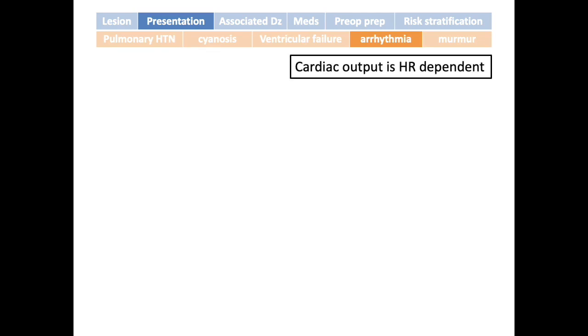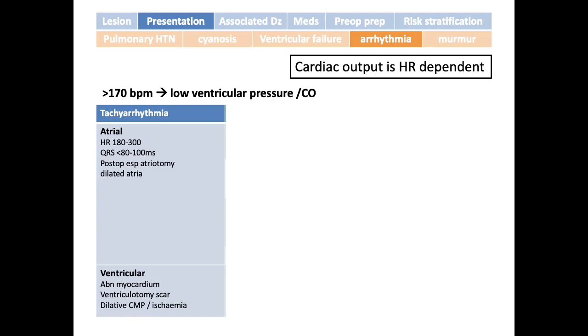In children, especially infants, cardiac output is heart rate dependent, due to the inability to significantly increase the stroke volume. However, once the heart rate is more than 170 beats per minute, ventricular filling and cardiac output are compromised. Tachyarrhythmias can be divided into atrial and ventricular in origin.